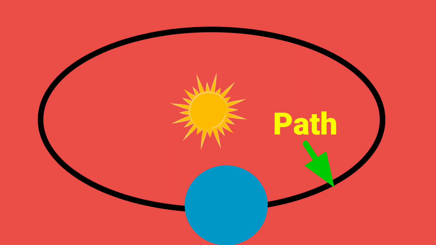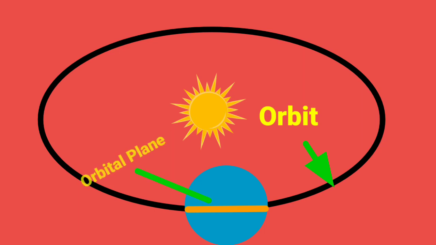The earth revolves around the sun in a fixed path, and this path is also known as orbit. The orbit of the earth can be thought to be lying on an imaginary surface or plane called its orbital plane. The earth also rotates or spins around its axis.